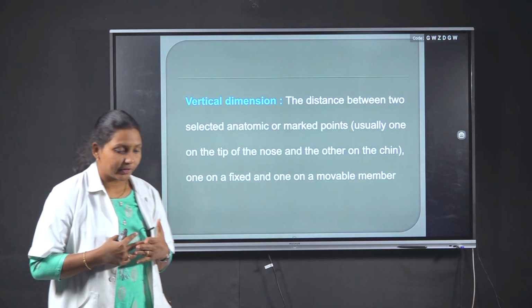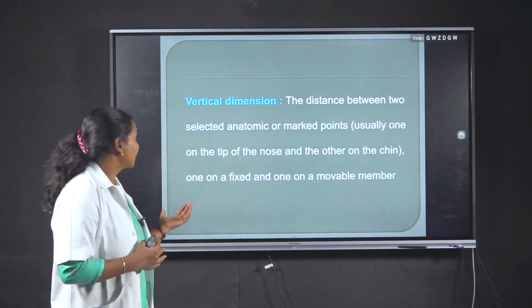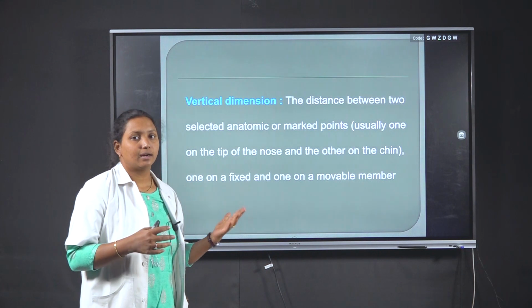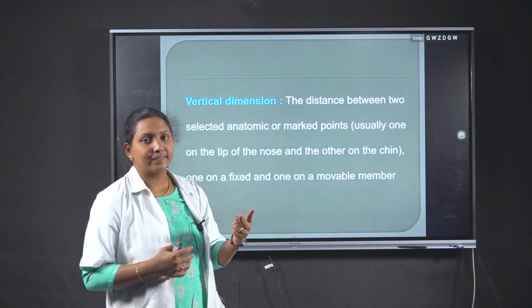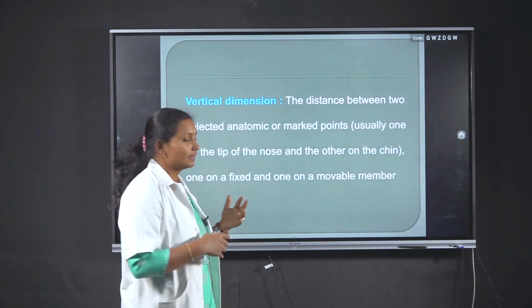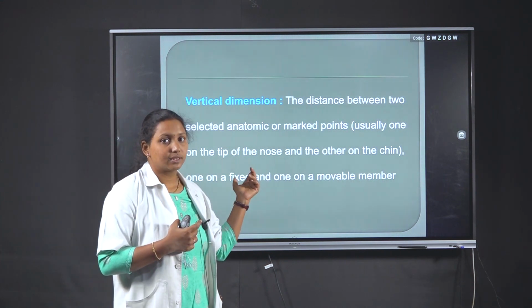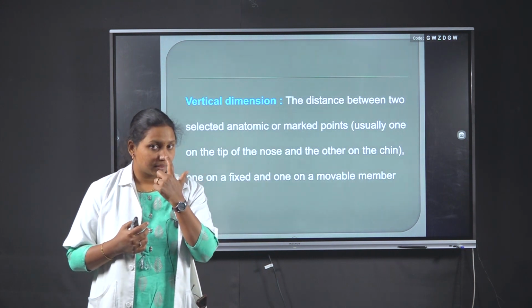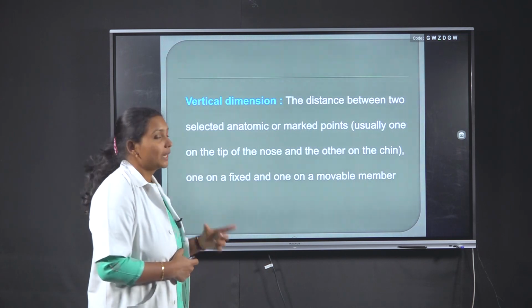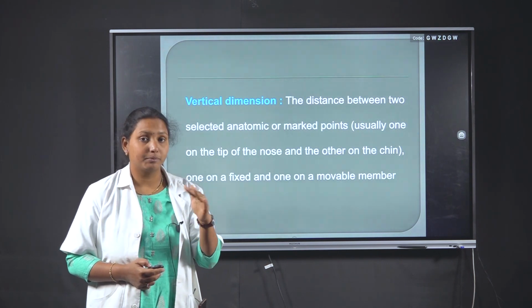Then the most important point in vertical jaw relation is vertical dimension. So what is vertical dimension? It is basically the distance between two selected anatomic points. Generally these two points are anatomically present, meaning they should not change with age. We take these two points and record the vertical dimension. They are the tip of the nose and a prominent position on the chin. One is a fixed point and the other is a movable point.